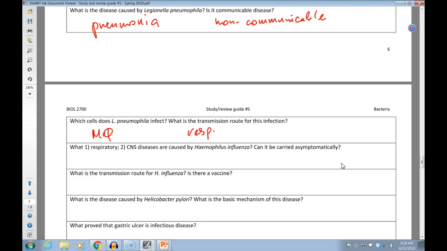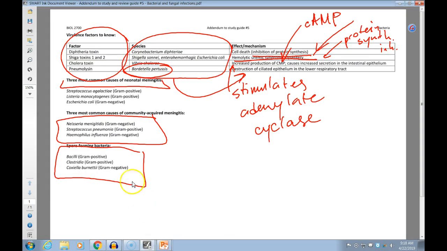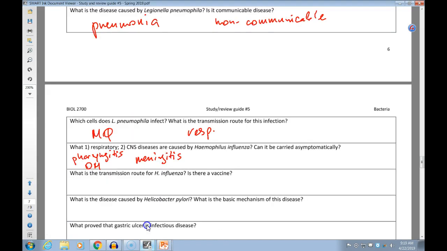Haemophilus influenzae, respiratory infections. Well, pharyngitis and otitis media. Otitis media, CNS disease, it's meningitis. So remember, we have this trifecta. We talked about Neisseria, we talked about Haemophilus, and before that we talked about Streptococcus pneumoniae. Transmission route, respiratory. There is a vaccine. Yes, it can be carried asymptomatically.